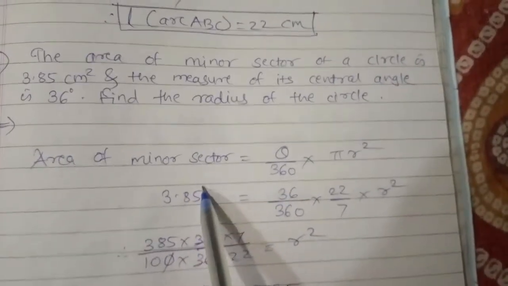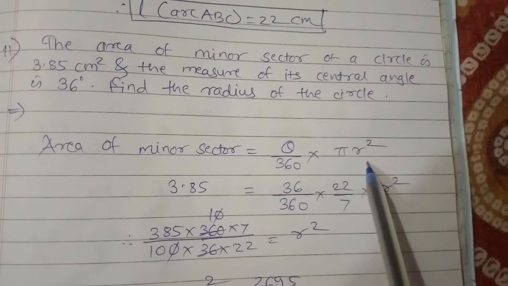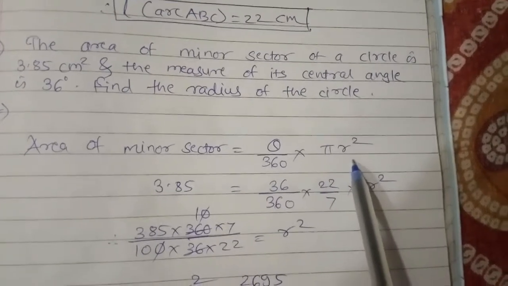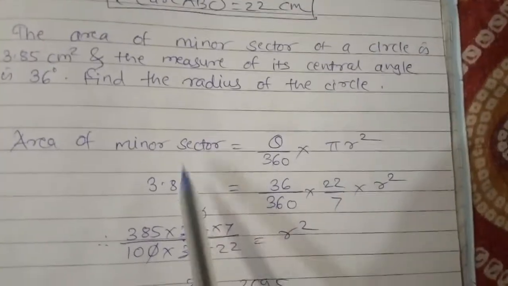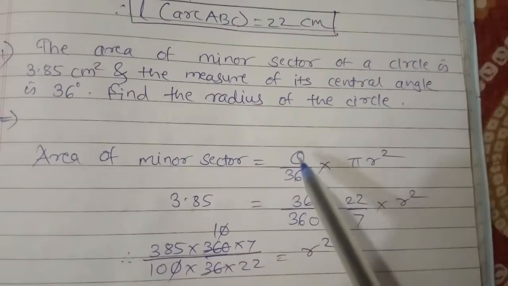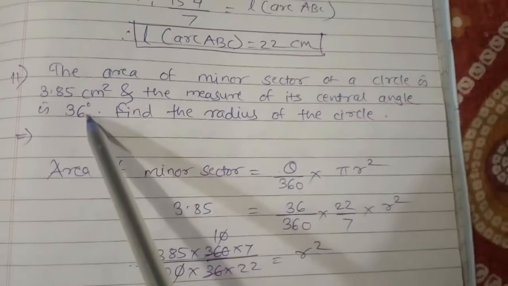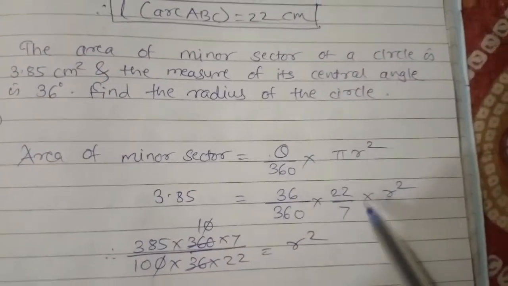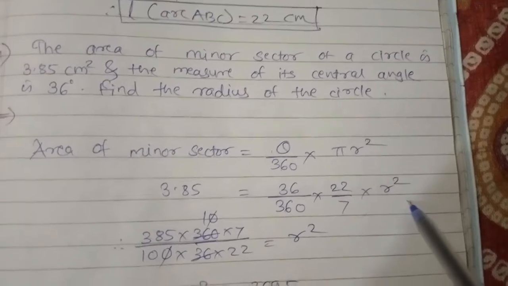So we have to use the formula: area of minor sector is equal to theta upon 360 into pi r square. You are given the area, 3.85, and then you put down theta, 36 degree upon 360, into 22/7 into r square. Then move all these numbers to one side, the left side.